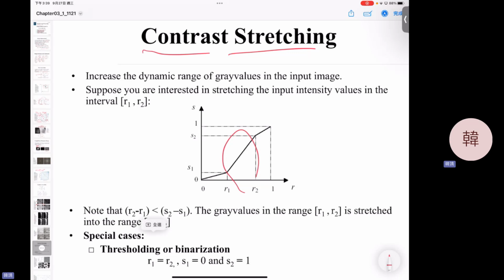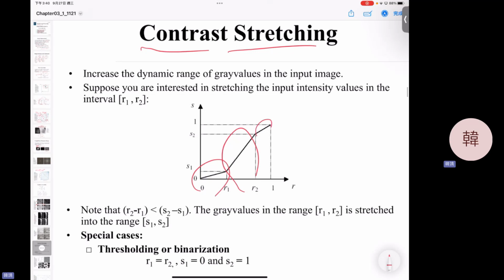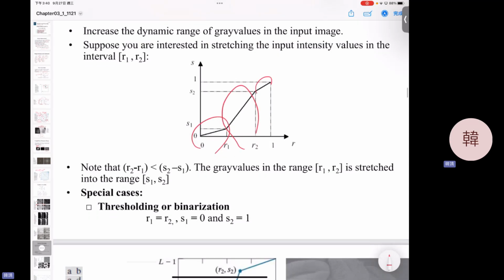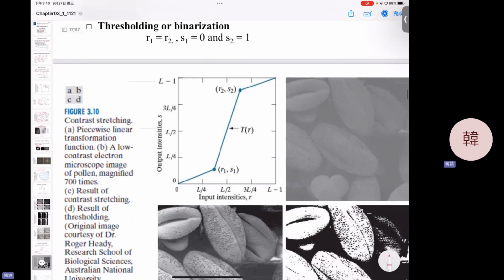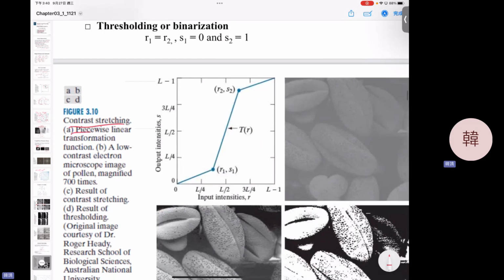So let's see. Here we transform maybe part of it like this one, with R1 and R2. You can use different slopes to transform, stretch out different ranges, and use different combinations. So for example, like this one, contrast stretching, piecewise linear transformation. We say piecewise, so they are piecewise linear transformations.